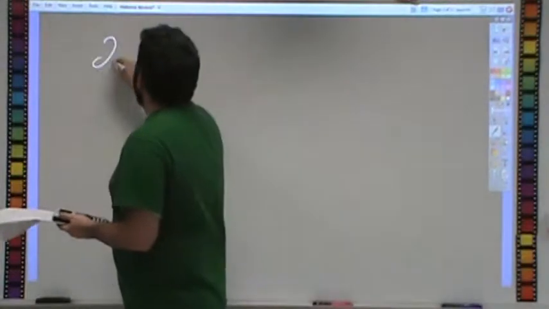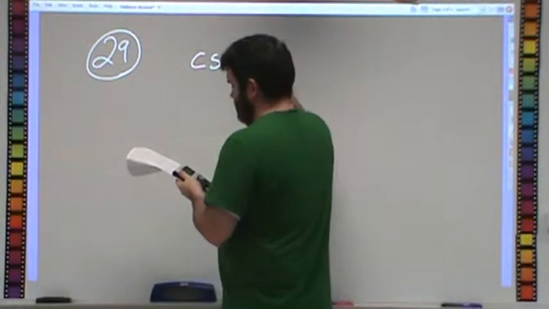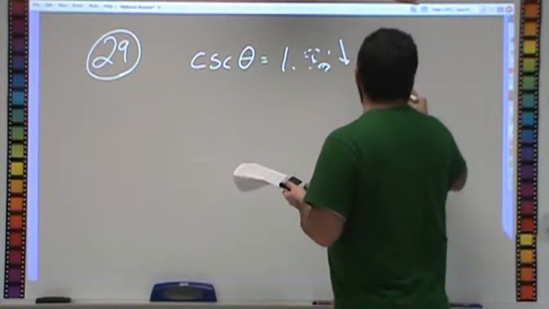29. Cosecant theta equals 1.52. Woo, pen's going crazy again.